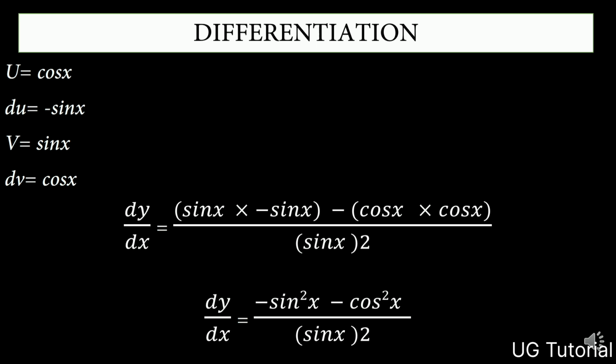So sin x times minus sin x will be what? Minus sin square x. Cos x times cos x is what? Cos square x. So this can be written as minus sin square x minus cos square x over sin square x. Okay, so the next step is what? Is to factorize minus from the numerator. If I factorize minus from the numerator, I'm going to have something like minus open bracket sin square x plus cos square x close bracket over sin square x.